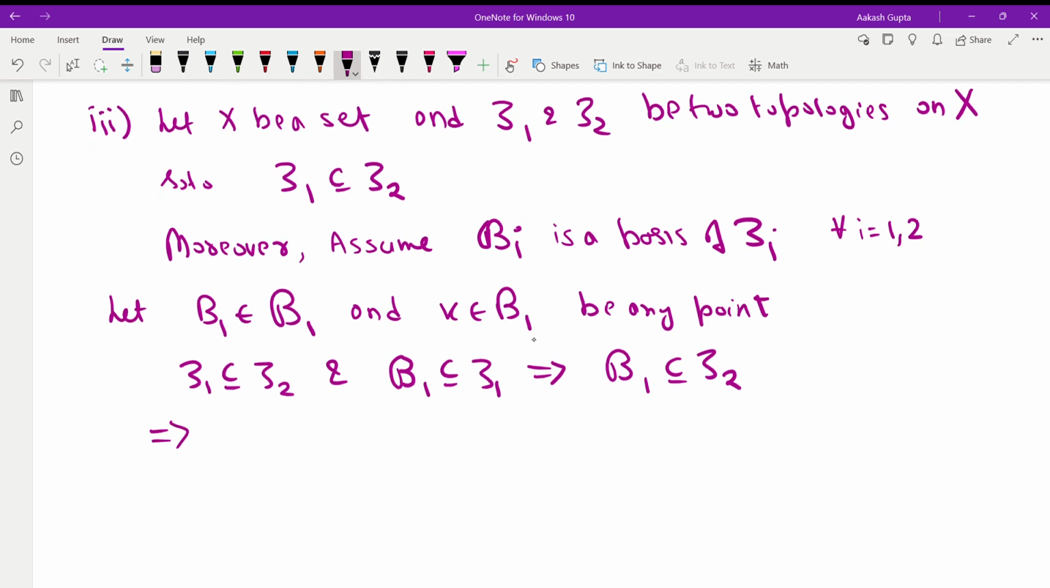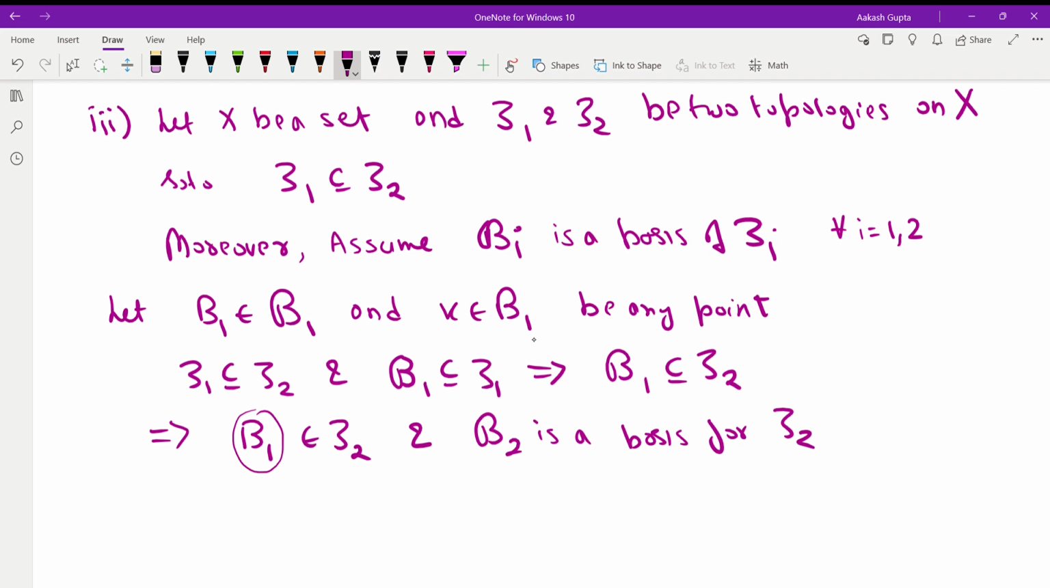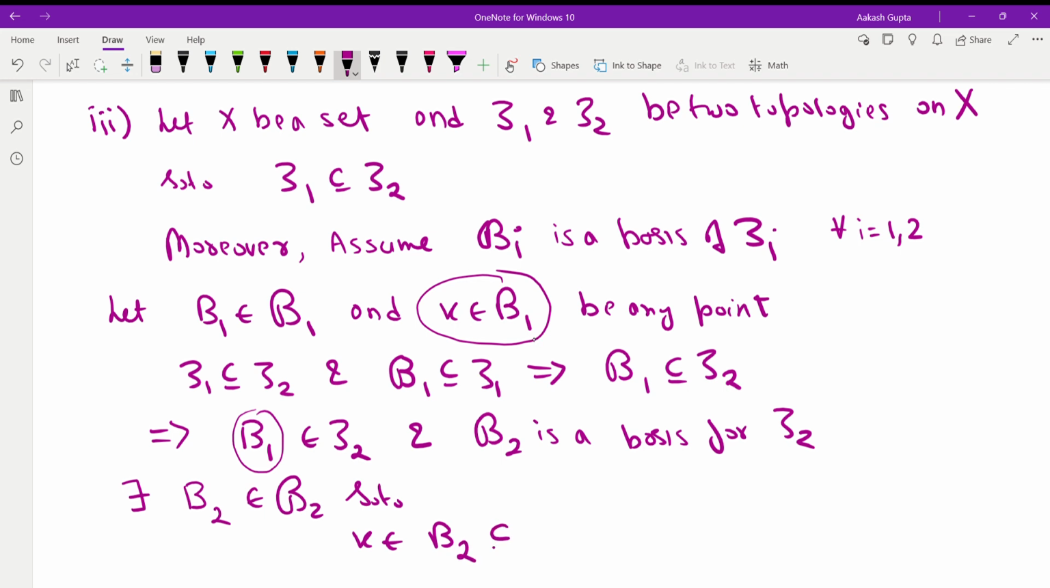Okay. So what this implies? This set B1 also belongs to tau 2 and script B2 is a basis for tau 2, right? So what will you get here by the definition of basis? I hope you remember the equivalent definition of basis. You have an open set and a point in that open set, x. What will happen? There exists B2 in script B2 such that x belongs to B2, which is sitting inside B1. Is it right? I hope this is very clear to you guys.